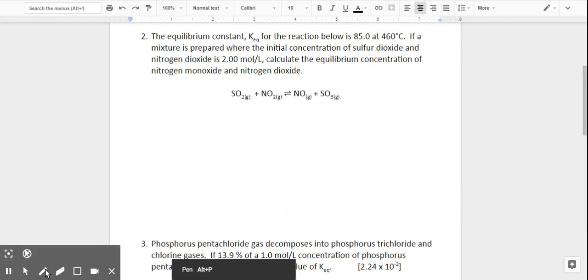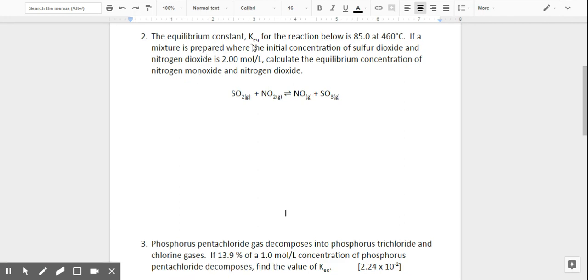All right. So for number 2, we have the equilibrium constant to begin with. So we know that our K value is equal to 85. So we might have to use this a little bit later on. It says, if a mixture is prepared where the initial, that's a keyword, concentration of sulfur dioxide and nitrogen dioxide is 2 moles per liter, that's the same thing as saying molarity, calculate the equilibrium concentrations. So we want to find equilibrium concentrations of nitrogen monoxide and nitrogen dioxide.